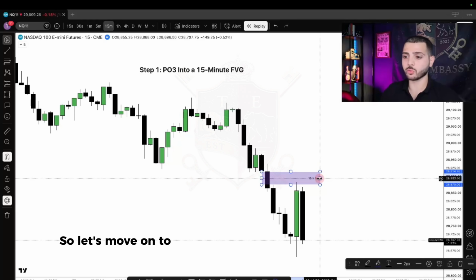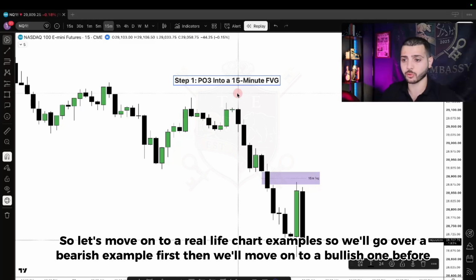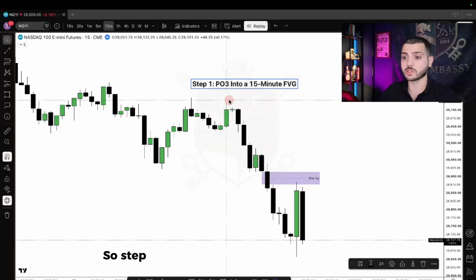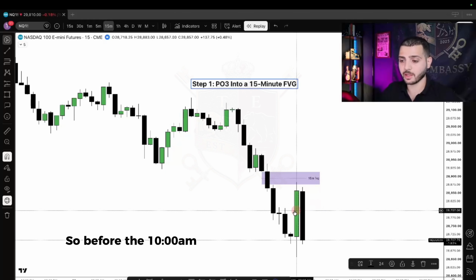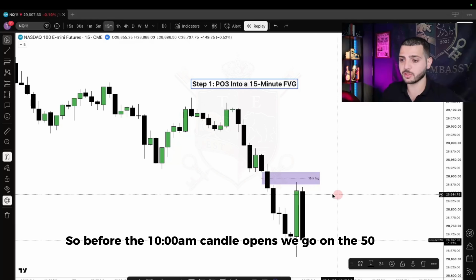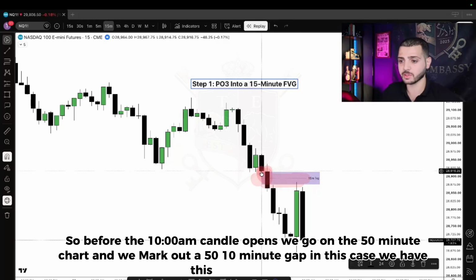So let's move on to a real life chart example. We'll go over a bearish example first, then we'll move on to a bullish one before wrapping up this entire video. So step 1, power of 3 into a 15-minute gap. Before the 10 a.m. candle opens, we go on the 15-minute chart and we mark out a 15-minute gap. In this case, we have this gap right here.